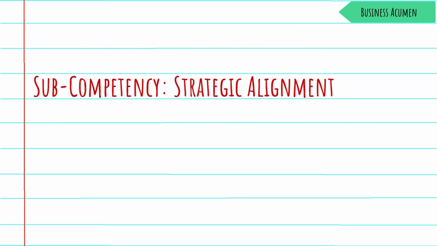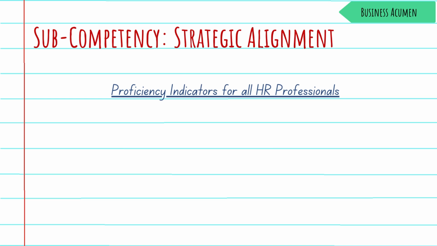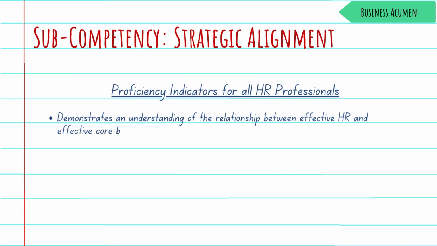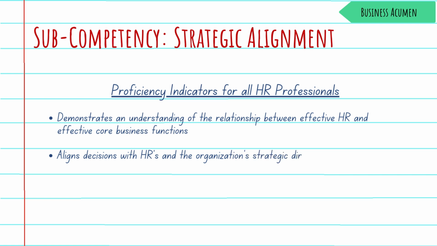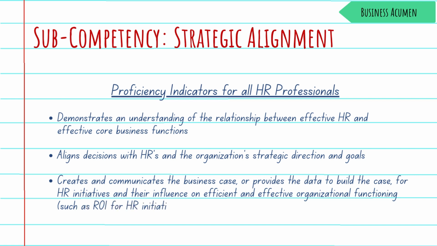Strategic alignment aligns HR strategy, communications, initiatives, and operations with the organization's strategic direction. All HR professionals are expected to demonstrate an understanding of the relationship between effective HR and effective core business functions, align decisions with HR's and the organization's strategic direction and goals, and create and communicate the business case or provide data to build the case for HR initiatives and their influence on efficient and effective organizational functions. For example, ROI measures for HR initiatives.